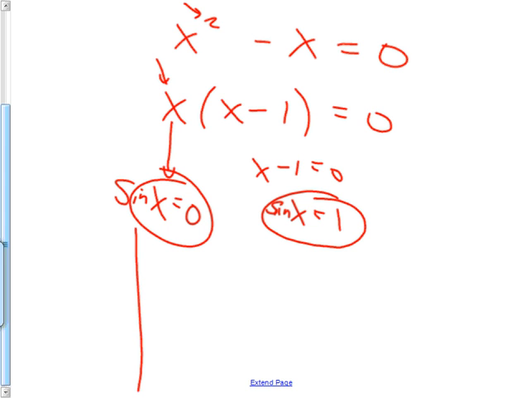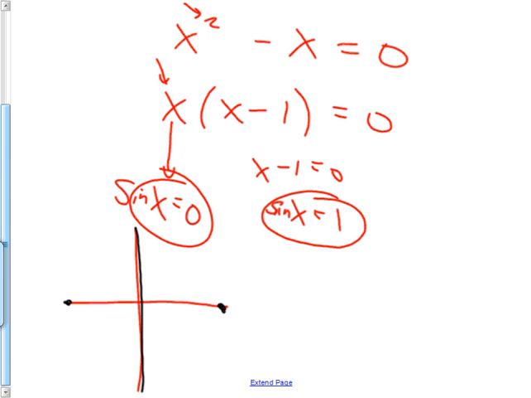Can't draw a triangle for that, so I guess I better find the quadrantal. Sine's y, so this is on the y. Where is y equals 0? If this is the y-axis, where is y equals 0? There and there. There's two answers for that, isn't there? Two spots where y is 0.